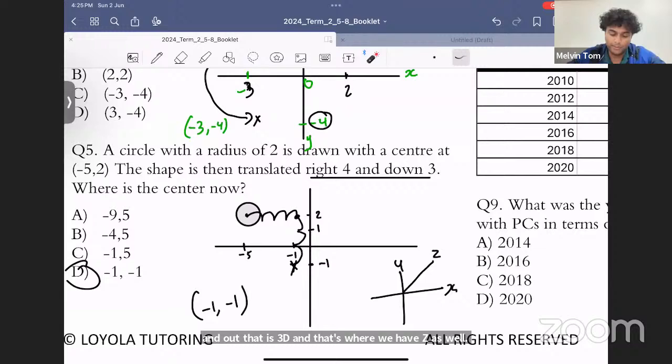So someone asked me, can you explain translating? Translate just means it's just a maths way of saying move. So it moves right and down. It moves down by 3, moves right by 2 or 4.